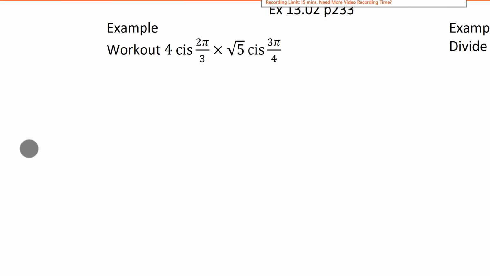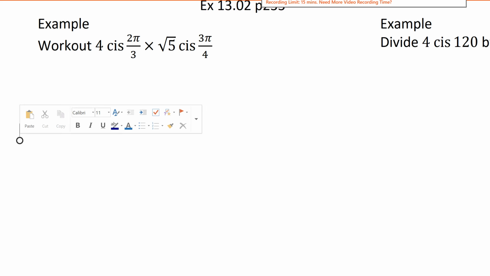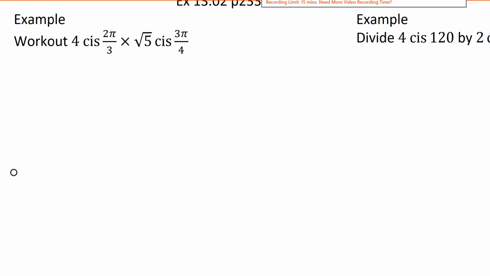This one is a little bit trickier. We're going to go 4 times root 5 cis (2 pi over 3 plus 3 pi over 4).